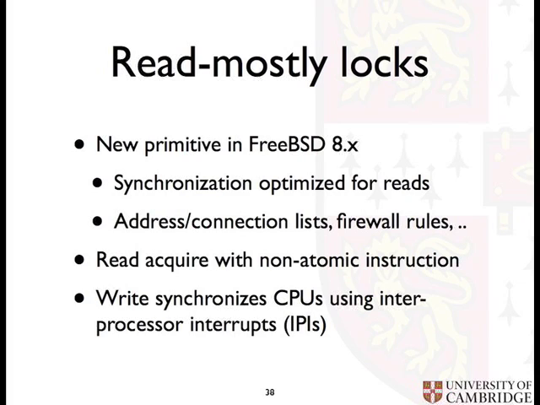So this is not a fully mature technology yet. In particular, it turns out to be not very well optimized for uniprocessor, so we need to fix that. But on multiprocessor systems, this can lead to a significant performance improvement. And we use this now, for example, for firewall rules and lists of firewalls that connect.